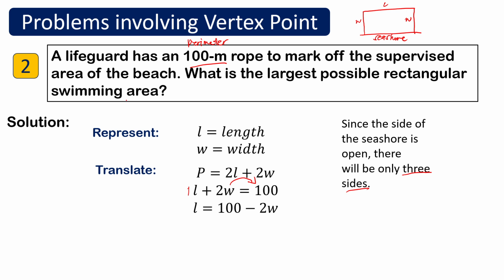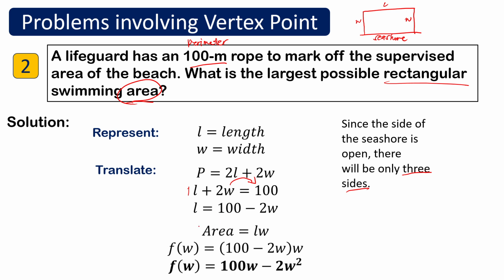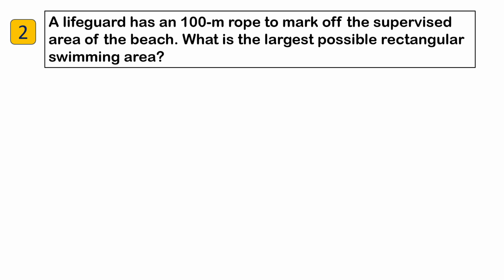And since we are looking for the largest possible swimming area, we need the formula for the area of a rectangle, and that is length times width. Just like in the previous example, the area will be the function of W is equal to, the length is 100 minus 2W times the width. Simplifying, we have f of W is equal to 100W minus 2W squared. For us to solve this, we need to write it in standard form. So f of W is equal to negative 2W squared plus 100W.